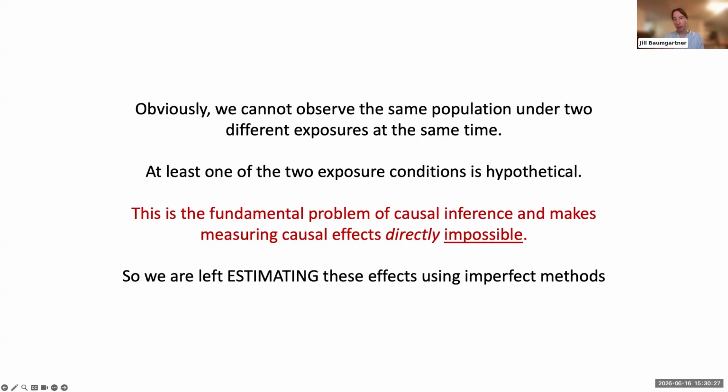So how do we come up with this unexposed population or an exposed population, right, that we can compare using these imperfect methods, to try to get at this whole parallel universe example or counterfactual condition that I've been talking about?